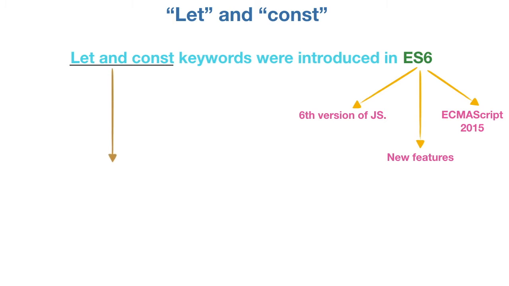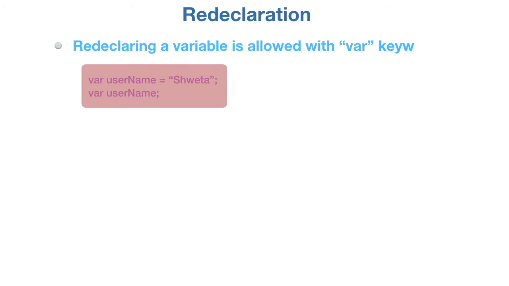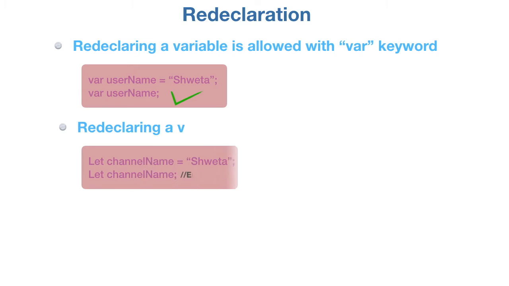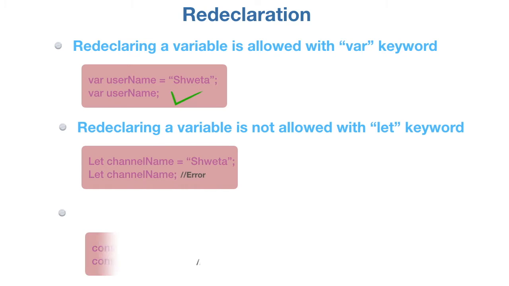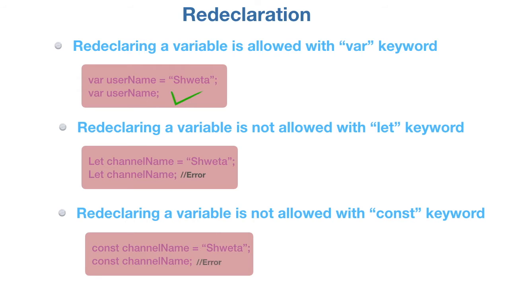We will understand the let and const keywords by comparing them with the var keyword. The first criteria of comparison is redeclaration. Redeclaring a variable is allowed with the var keyword. Redeclaring a variable is not allowed with let. Redeclaring a variable is not allowed with const.